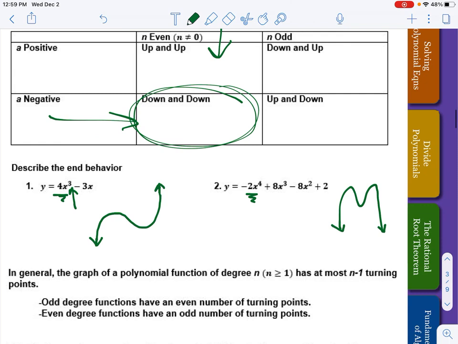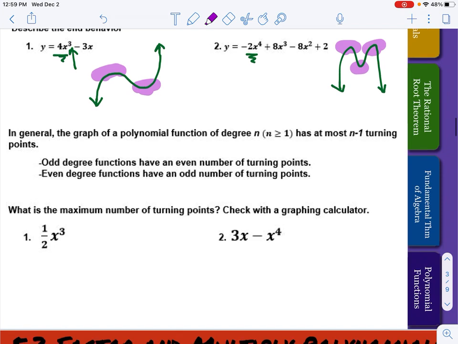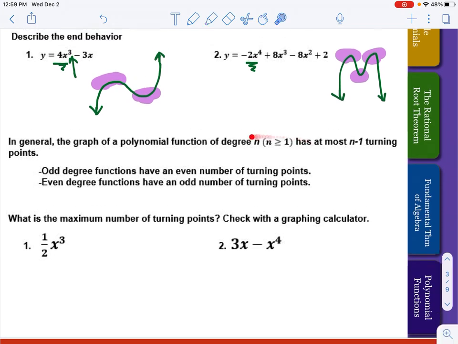Okay? Now, how do I know how many changes of directions there are? How many turning points? Because I put 2 in this graph, but I put 3 in this one. Why? Well, it says, in general, the graph of a polynomial function of degree n, that is if our degree, our exponent, is bigger than 1 or equal to 1, has at most n minus 1 turning points. So, if it has its maximum number of turning points, an odd degree function has an even number of turning points, and an even degree function has an odd number of turning points.